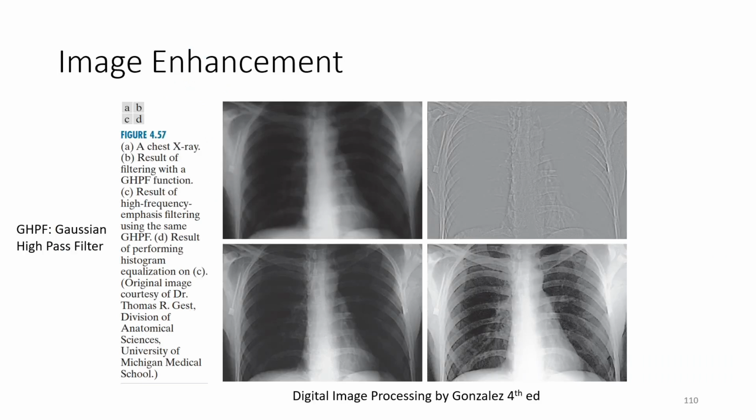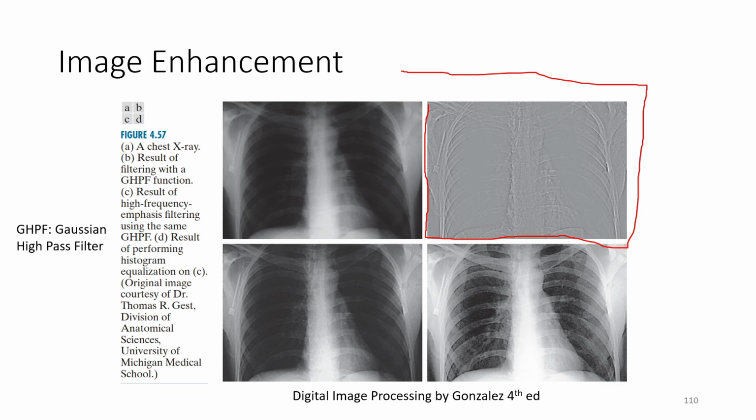This is a chest X-ray. And we apply a Gaussian high pass filter on this X-ray. We will generate this result. And what is a Gaussian high pass filter? It's very similar to this. Let me go back to here.